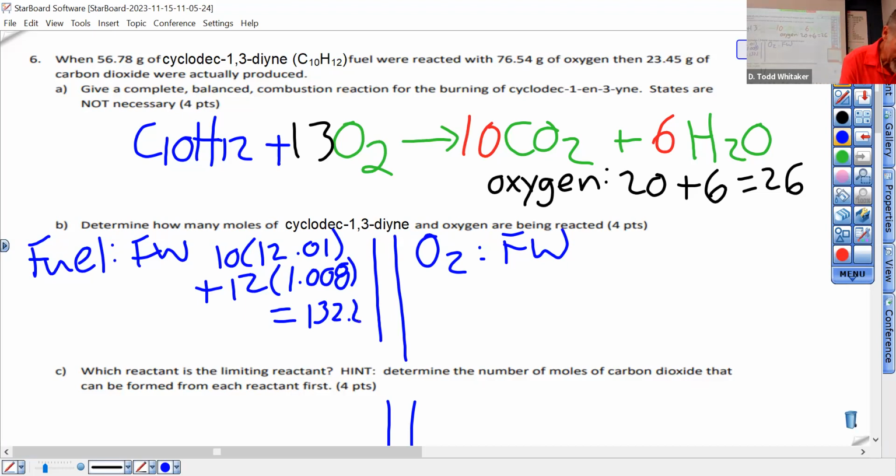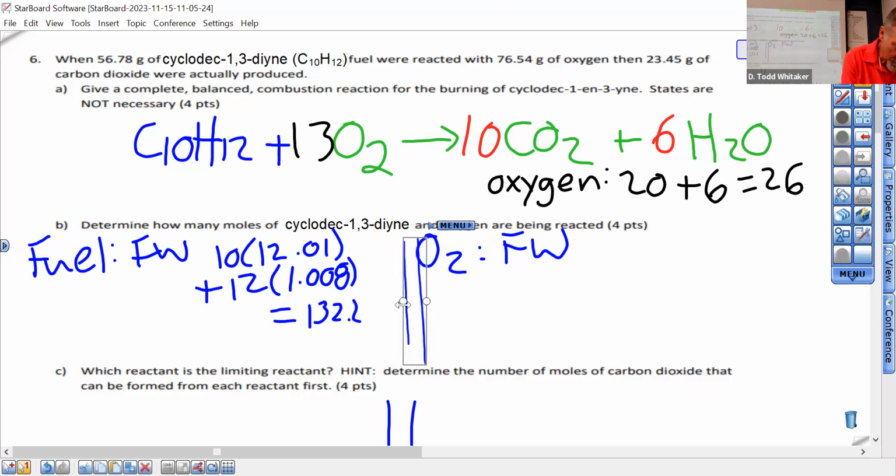You can keep 196. Oh, the double line is in the way. Yeah, it needs to shrink. What are the units for this number? Okay, now you can go to moles. How many grams of fuel are being reacted?